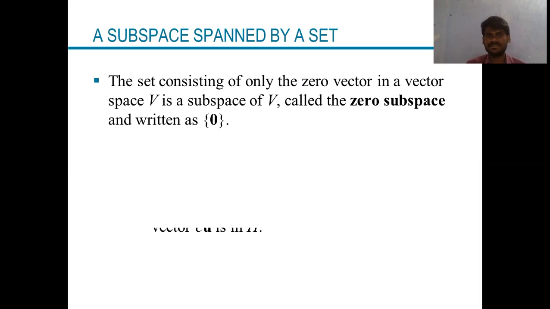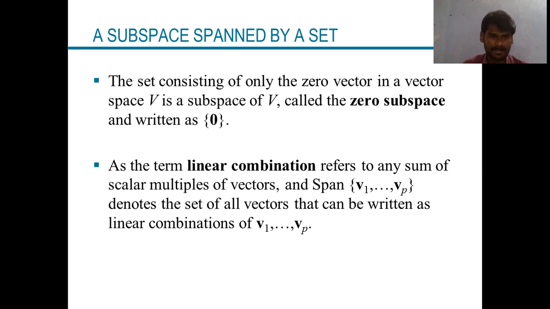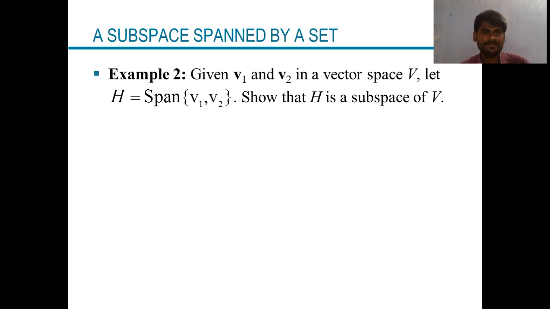Next, the zero subspace. The set containing only the zero vector in a vector space V is a subspace of V called the zero subspace and is written as {0}. Next, the linear combination. The term linear combination refers to any sum of scalar multiples of vectors, and span {v1, v2, up to vp} is the set of all vectors that can be written as linear combinations of v1, v2, v3 up to vp.